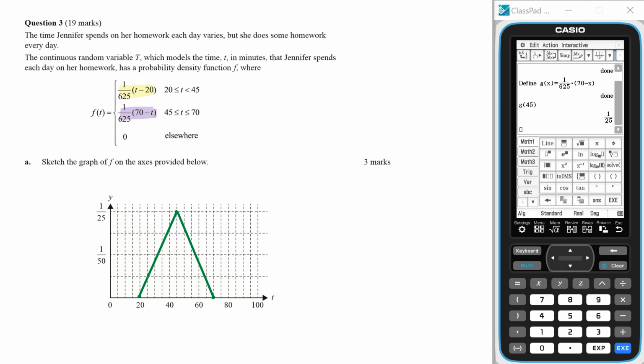F of t is equal to 0 for all other t values, and it's important that you show this, otherwise you can lose marks. To show this, we'll graph along the t-axis for all other values of t. You can also use the calculator to graph f of t.